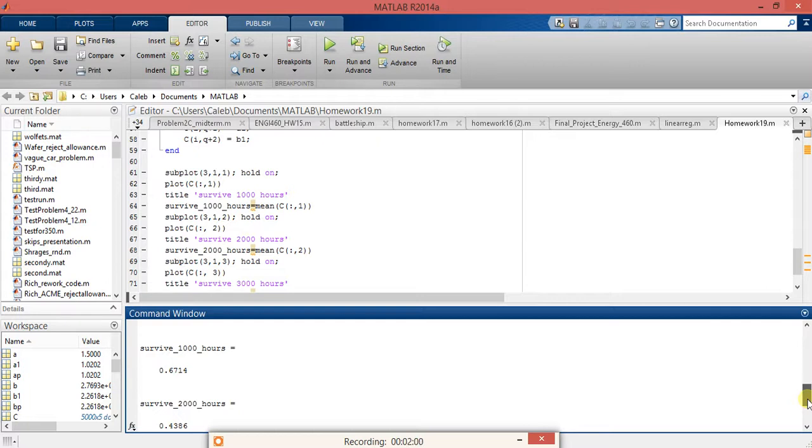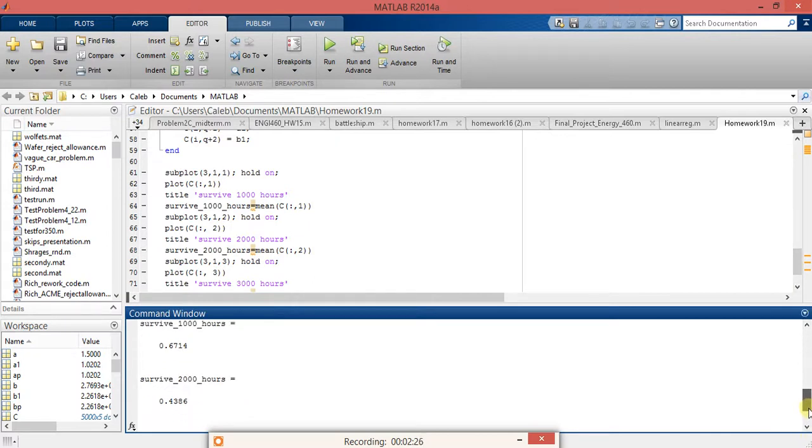And for the 2,000, it gets another very similar answer. For that one, we get 0.44, technically 0.438. They get 0.4529. And again, for the 1,000, they got 0.6952, and it may just be a difference in our seeded random numbers.